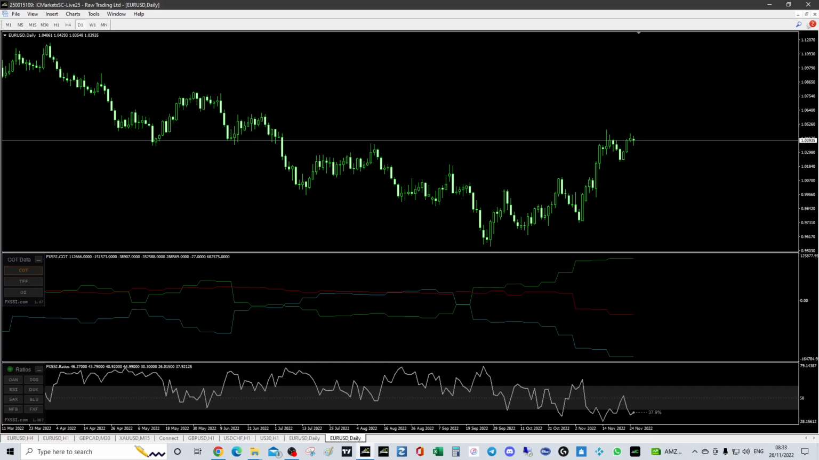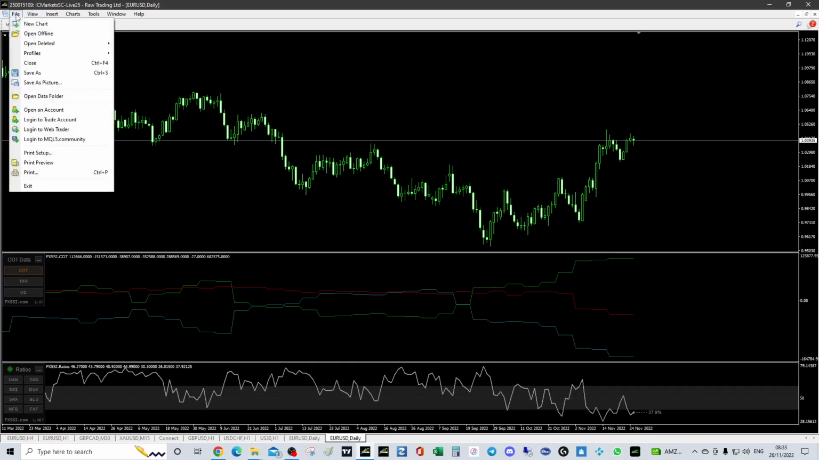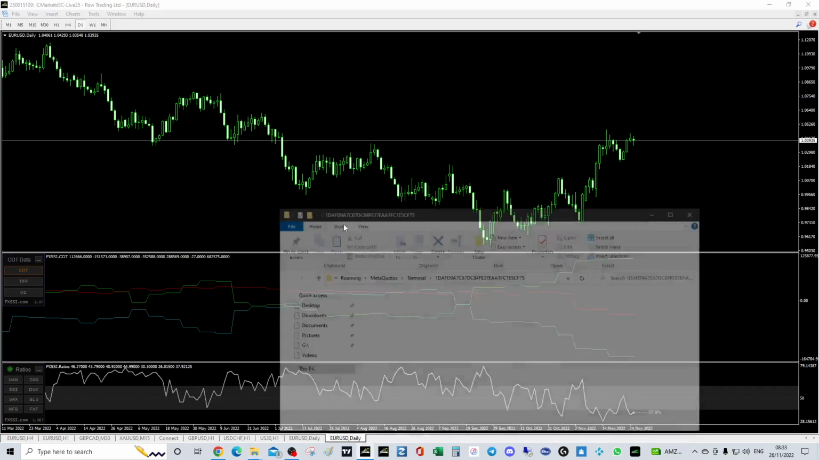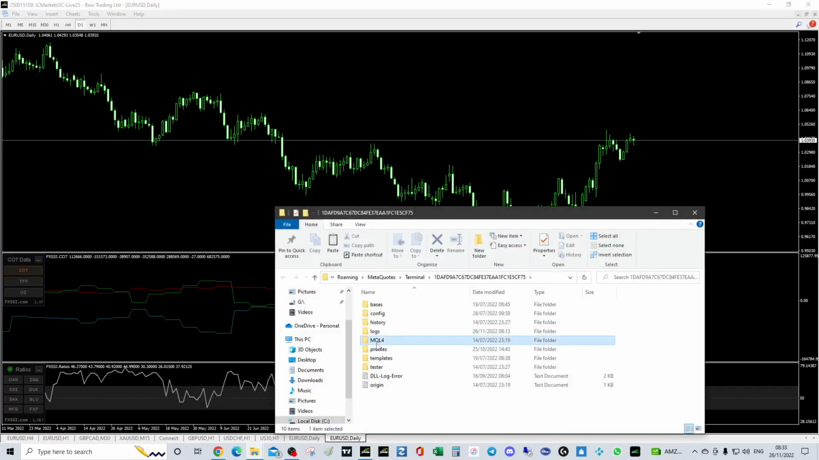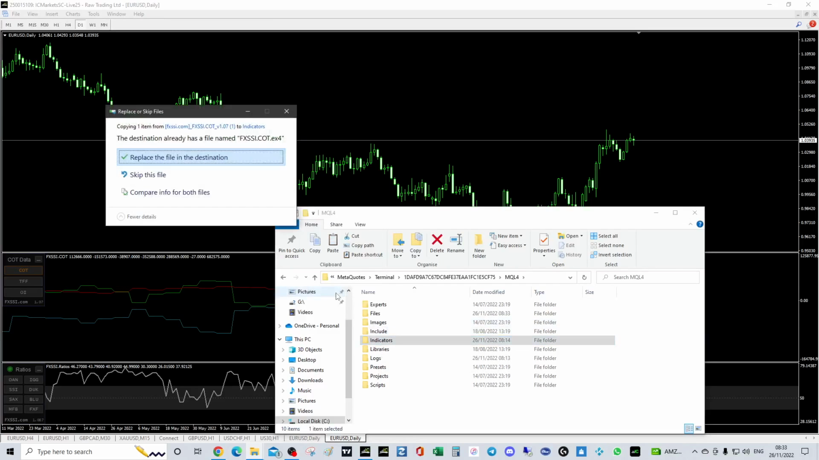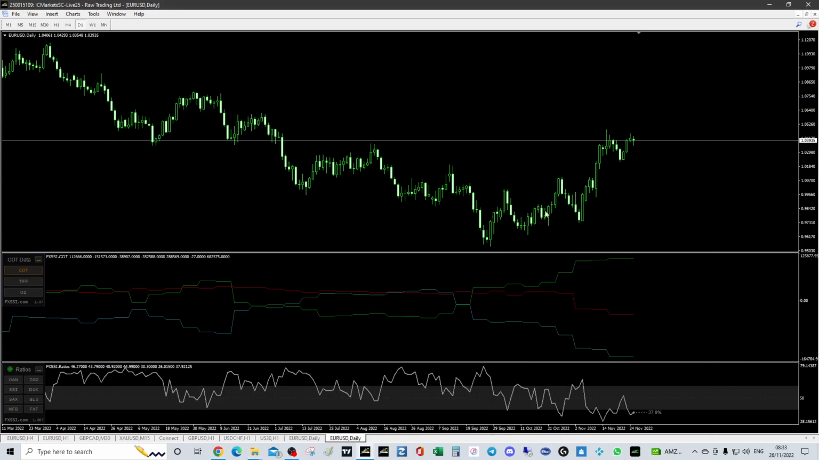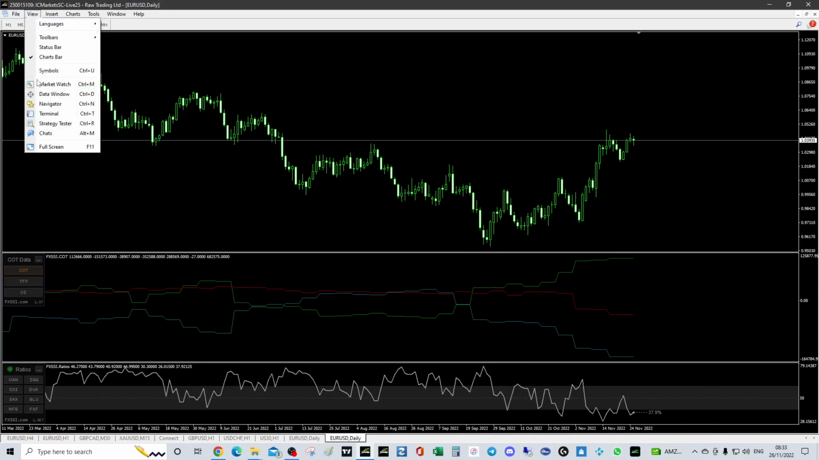Then you come to File, open data folder, and then you go into MQL4, and then your Indicators, right click, paste. It'll say do you want to replace, because that's where it already is, because I've been testing it. So we can skip that file, that's fine. And this is what it will look like when you've dragged it to your terminal.